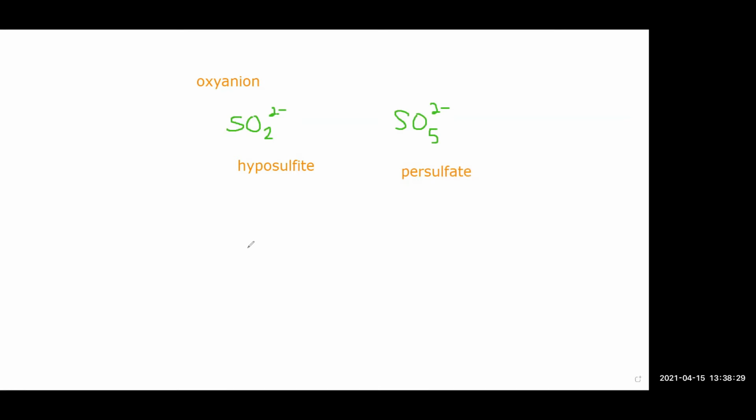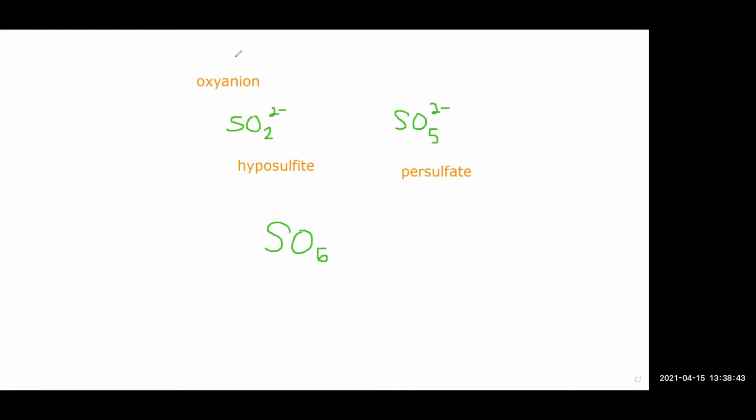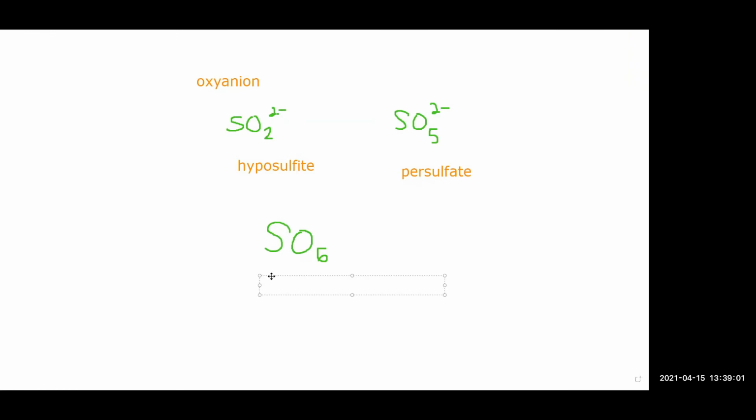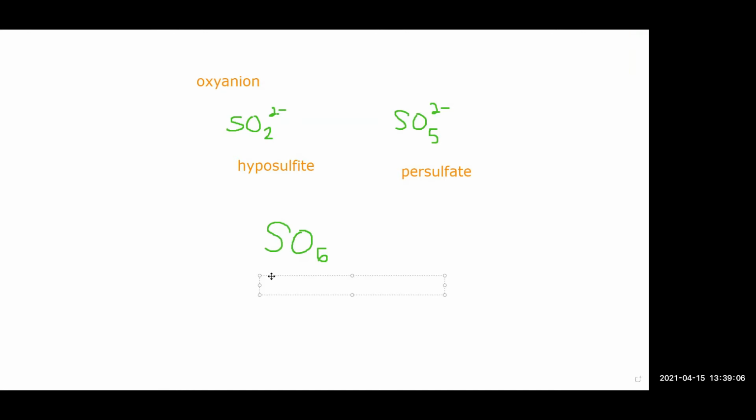How do we say that compound? And so what is this guy called? SO6. Does it have a charge? No. 2 negatives. So then what would you name it? What would be its name? Sulfur hexoxide. Okay, hexoxide.